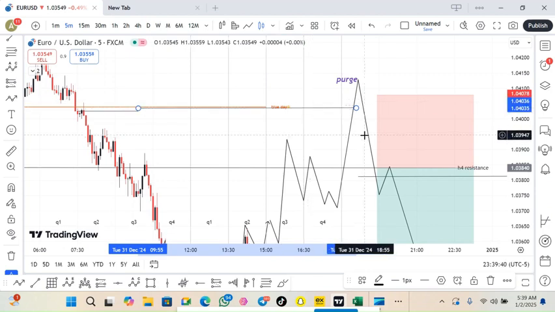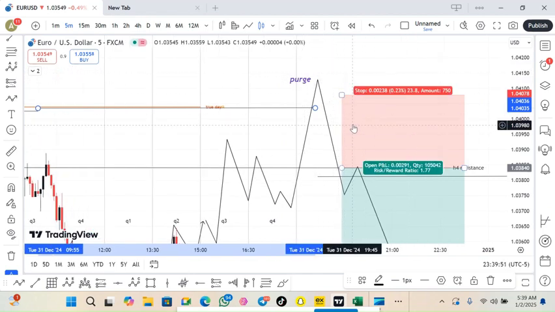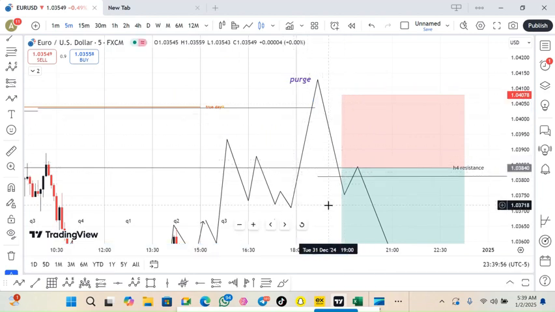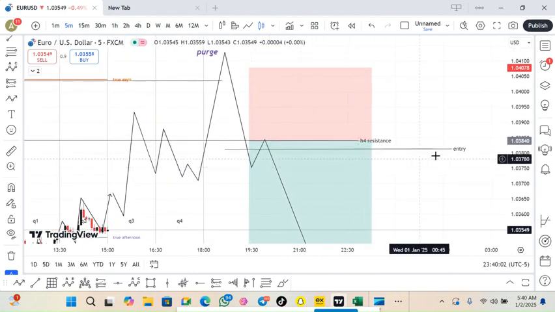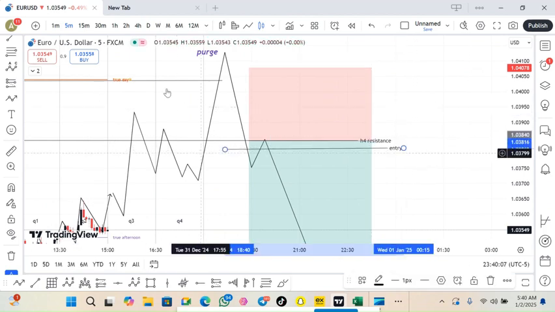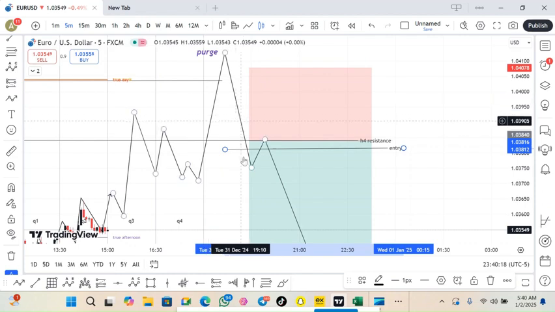So at this place, once it's being purged, you will see clearly a rapid movement that would move this back to the origin where it's coming from. Then this is going to be our entry, because we know that there's going to be structure around here before this purge happens. So those structures, once they're broken, you can take the breaker block, you can take the fair value gap that this is going to be forming while it happens.